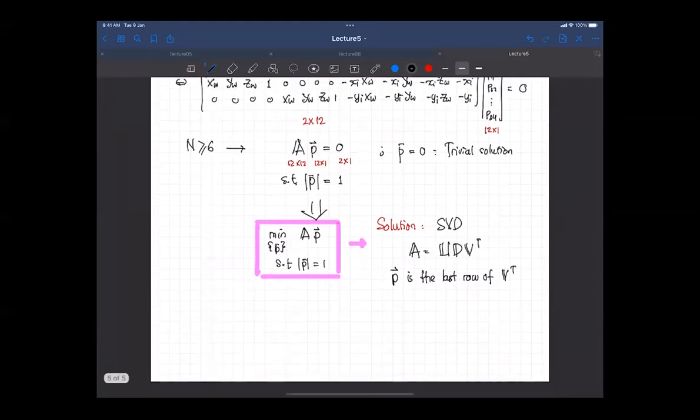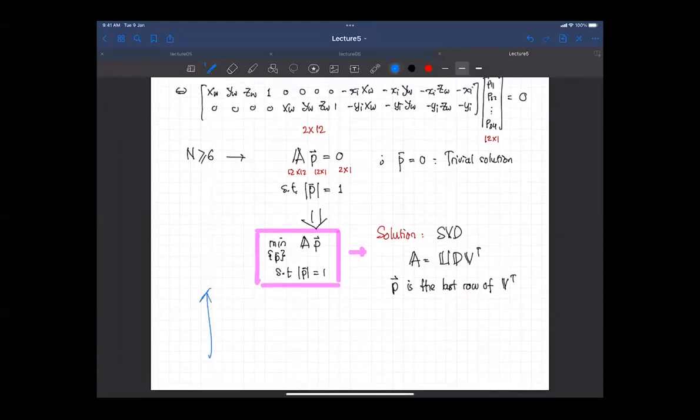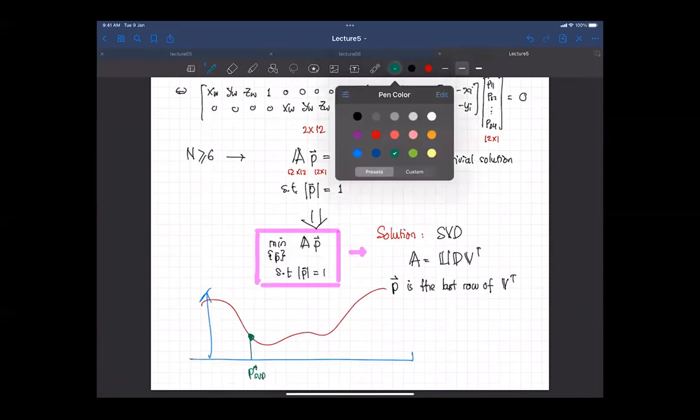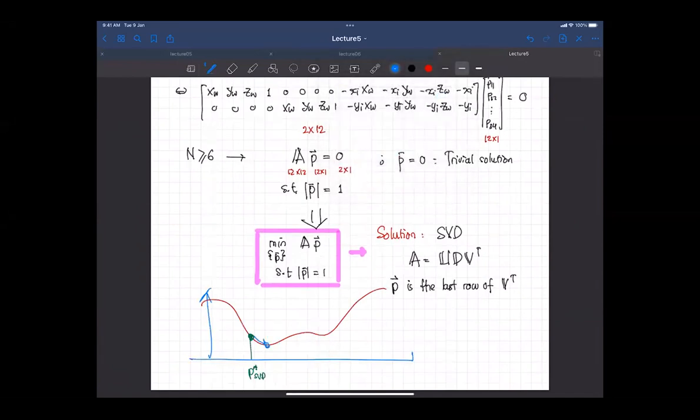So again, as we discussed last time, this is actually a very complex function, and the solution from SVD only gives you a suboptimal solution. It only gives you a suboptimal solution. So this is the P solution from SVD, and we have to optimize further. If you want to optimize further, you need to find P star using least squares.